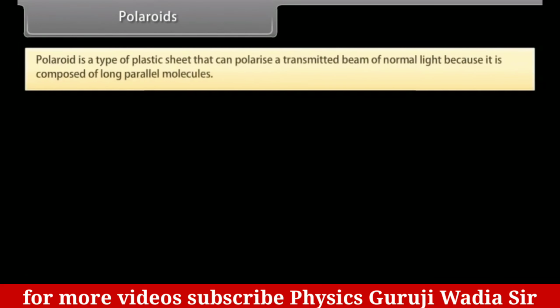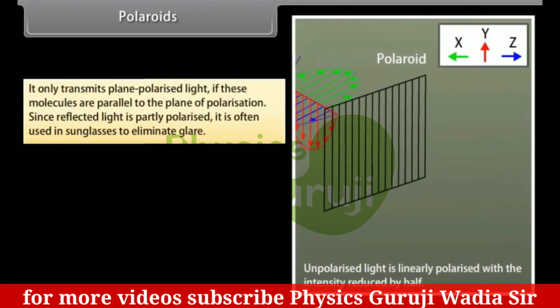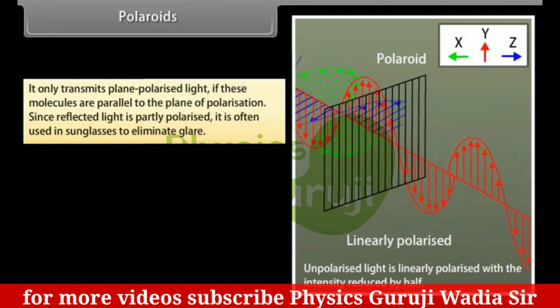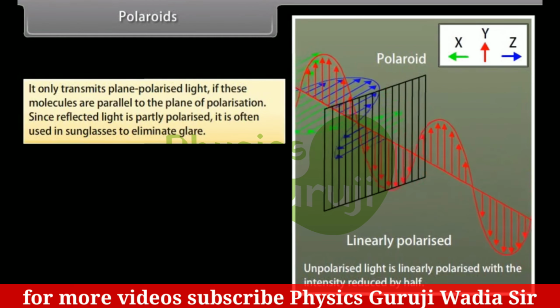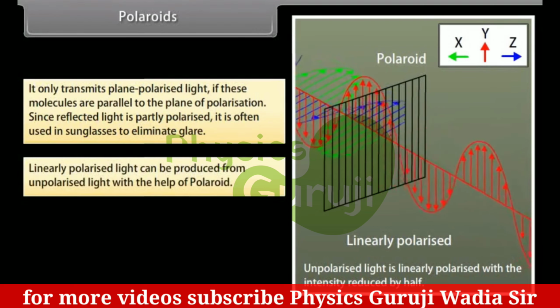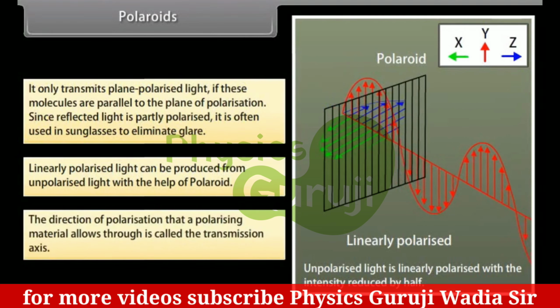Polaroids. A Polaroid is a type of plastic sheet that can polarize a transmitted beam of normal light because it is composed of long parallel molecules. It only transmits plane polarized light if these molecules are parallel to the plane of polarization. Since reflected light is partly polarized, Polaroid is often used in sunglasses to eliminate glare. Linearly polarized light can be produced from unpolarized light with the help of a Polaroid. The direction of polarization that a polarizing material allows through is called the transmission axis.